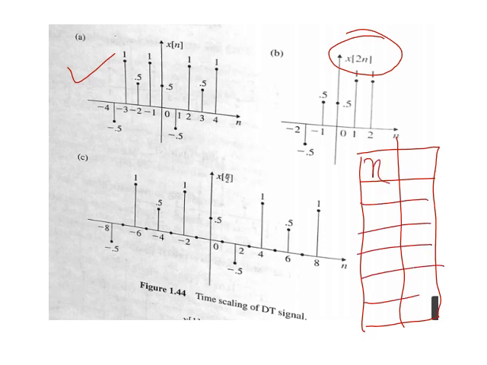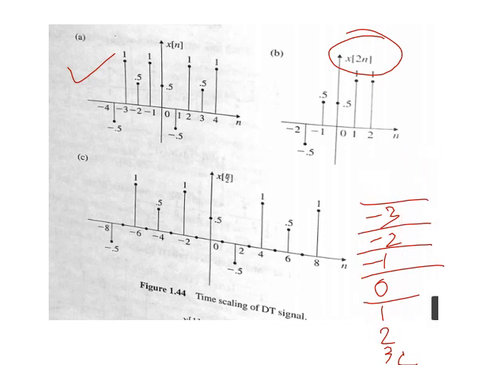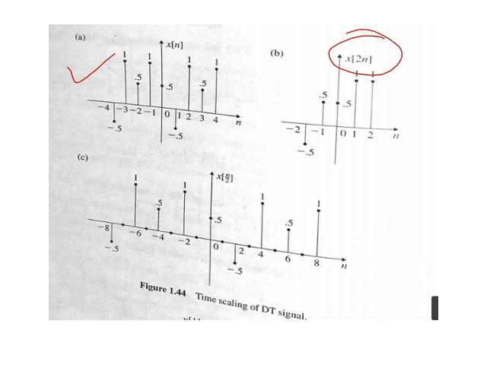N 2n. So minus 4, minus 3, minus 2, minus 1, 0, 1, 2, 3, 4, 1, 2, 3 and 4. Okay. How will you calculate this? Just we will discuss.